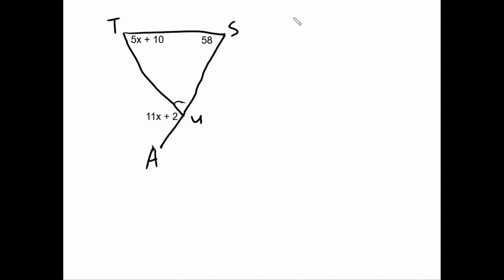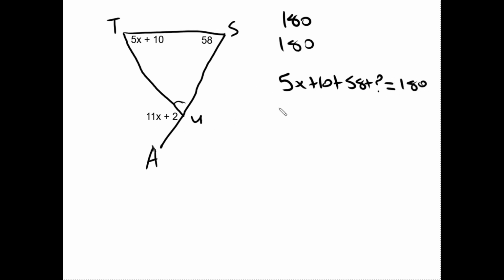So we know that the angles of a triangle add up to 180 degrees, and supplementary angles or linear pairs also add up to 180 degrees. So we have 5x plus 10 plus 58 plus question mark, which stands for this angle right here, equals 180. Over here we have 11x plus 2 plus question mark, again standing for this angle, equals 180 degrees.